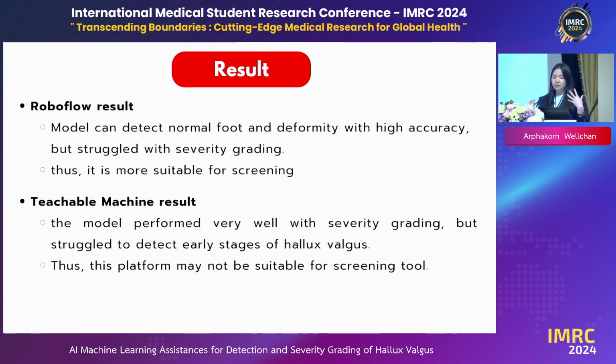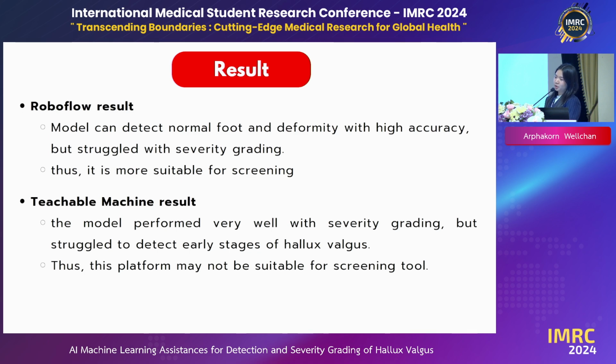What we conclude from these results is that the first platform, RoboFlow, did a very good job differentiating the normal from the deformed foot. However, it struggled with the severity grading. This makes it more suitable for screening. It can tell that the patient has the deformity. However, the second platform, Teachable Machine, performs very well with the severity grading, but it cannot detect very well the mild deformity.